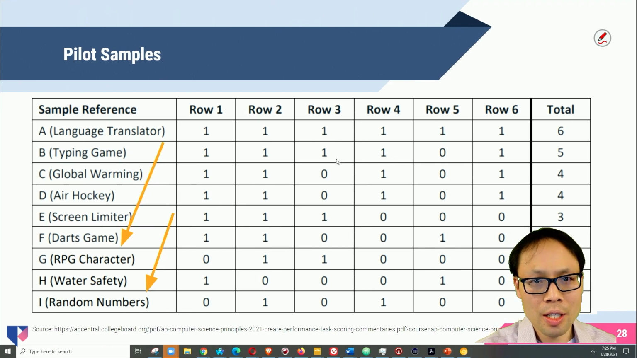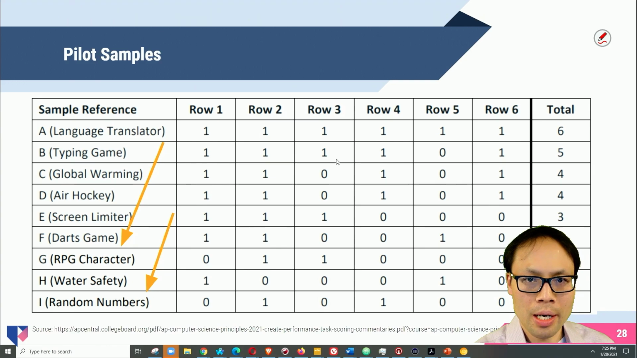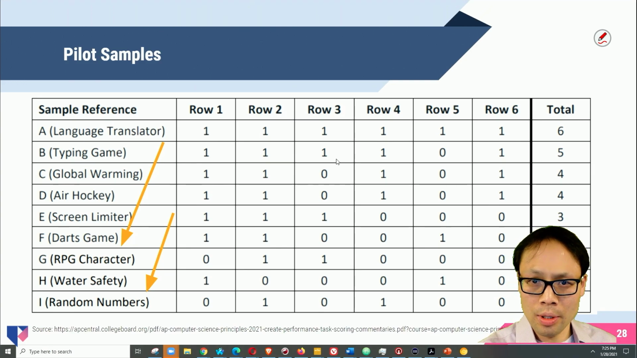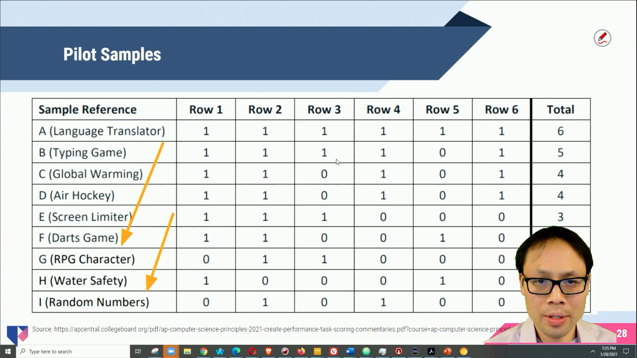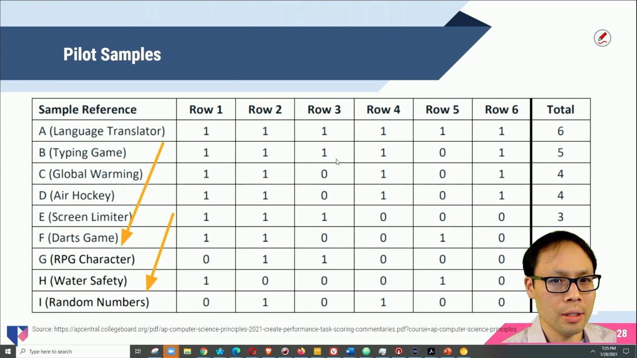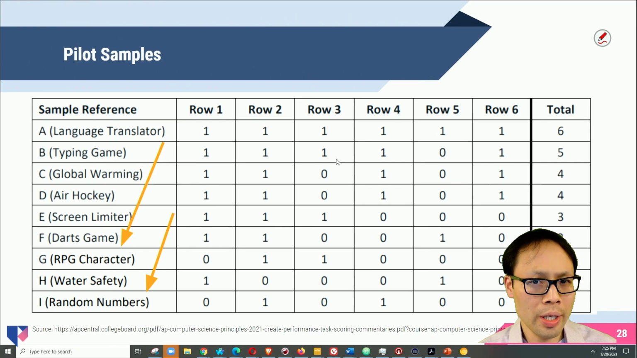All right, so again, these are the pilot samples that the College Board released. Some things to keep in mind about what the College Board ultimately released: most places around the United States had a shutdown in March. I know my school shut down probably the third week of March or so.